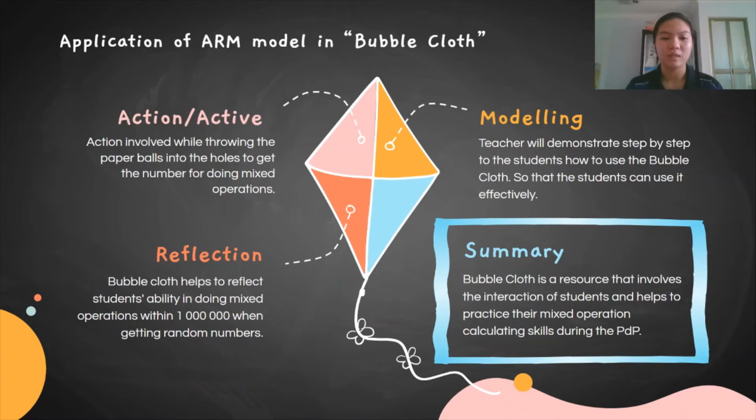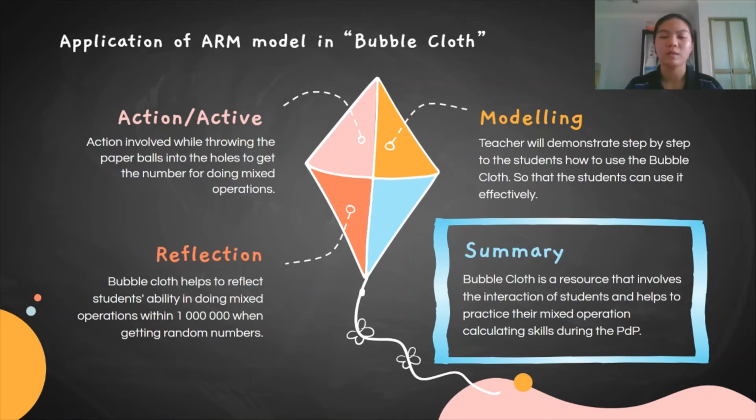For the second, it is reflection. By using this bubble cloth, it helps to reflect students' ability in doing mixed operation within 1 million when getting random numbers. Because students are doing the mixed operation by using random numbers, if they can get the correct answer at the end, it means that they have mastered this mixed operation skill well.